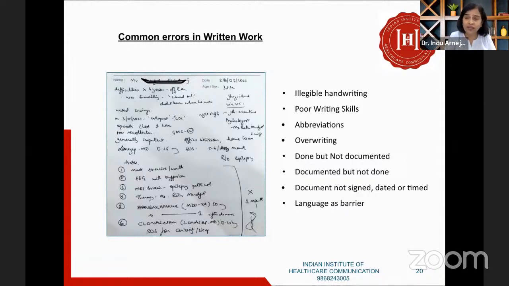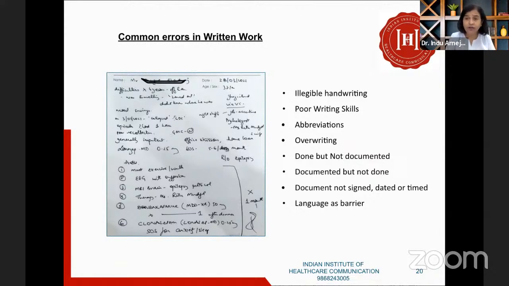It could be even a third language for some of us. So naturally, the writing skills, because they are not taught, they are not learned. So many of us are not good even in spoken English, or in writing. Using abbreviations that are not standardized, overwriting or cutting is very common.